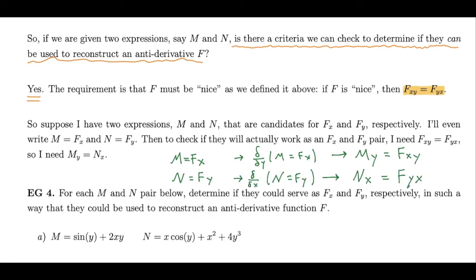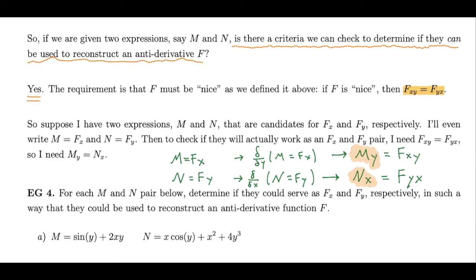I enact the corresponding process on the other expression, and to reiterate, I want these two mixed partials to be equal. Therefore, I want these two partial derivatives, which are written in terms of the expressions M and N, to be equal. If these two partial derivative expressions are equal, then we have satisfied the criteria, which indicates that the original expressions M and N will function as an appropriate pair that I can build an antiderivative capital F out of.